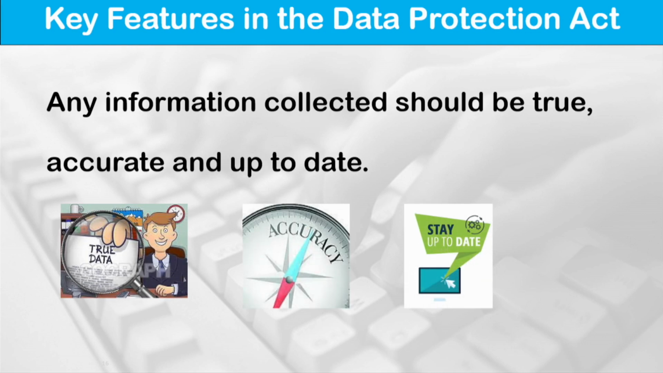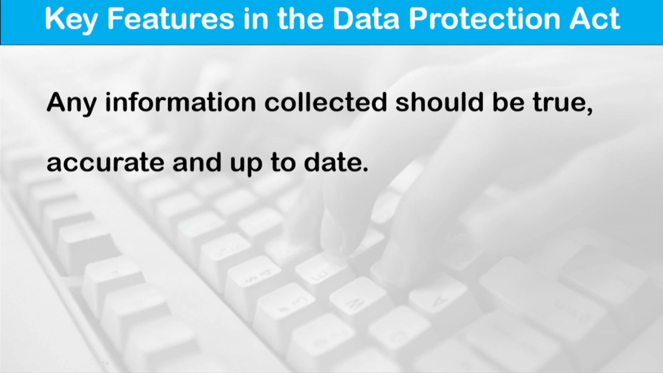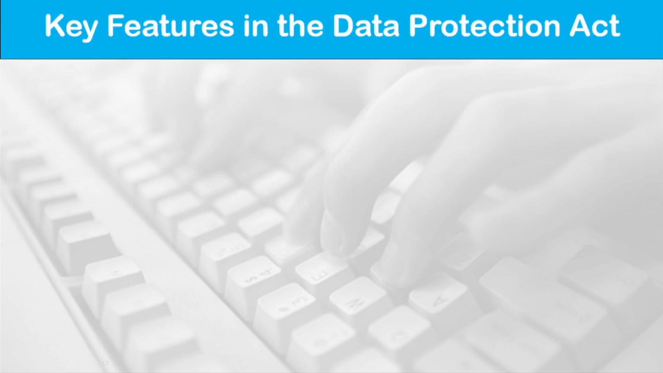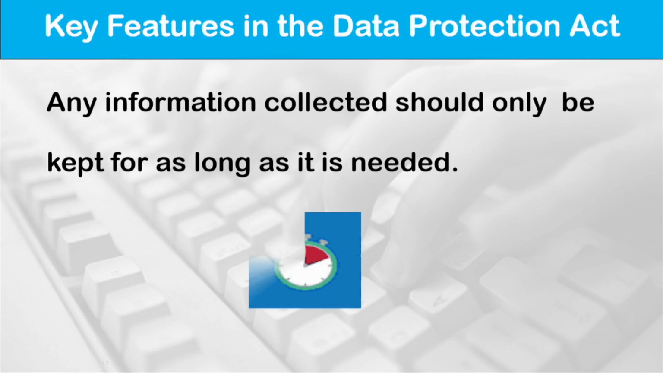Next, any information collected should be true, accurate, and up-to-date. For example, if wrong information about your age is collected, that is, you have not reached 18 years old, then you may not be allowed to vote in an election. Any information collected should be kept only as long as it is needed and discarded as soon as it is no longer needed.